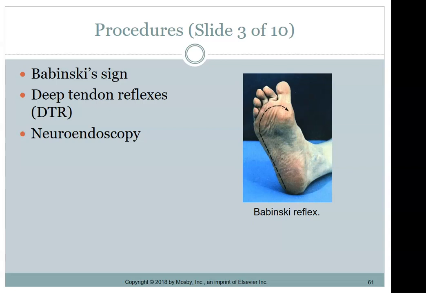Neuroendoscopy is the use of a fiber optic camera to visualize neural structures. It is used for placing a shunt in hydrocephalic patients.